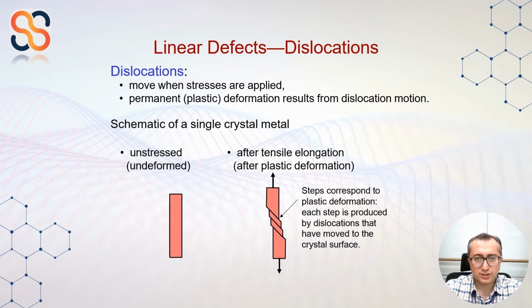In the unstressed state, the crystal structure is regular and aligned. After tensile elongation, the movement of dislocations creates steps in the crystal structure. Each step corresponds to a dislocation that has moved to the surface of the crystal. These steps illustrate how dislocations facilitate the process of plastic deformation. So, knowing this concept is vital in material science as it helps us predict how materials will behave under different loading conditions.